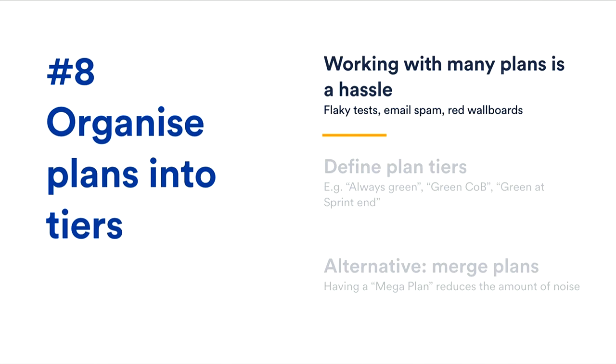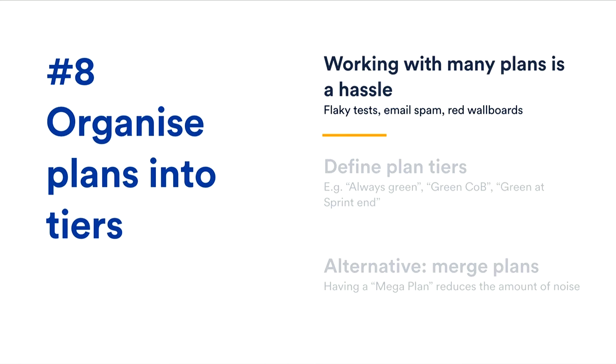Flakiness is really good because it very often shows you a bug in your code that's related to concurrency, and you need to fix it. So how do we cope with it? If you have 50 plans, all of them on the dashboard, the wallboard is constantly red.